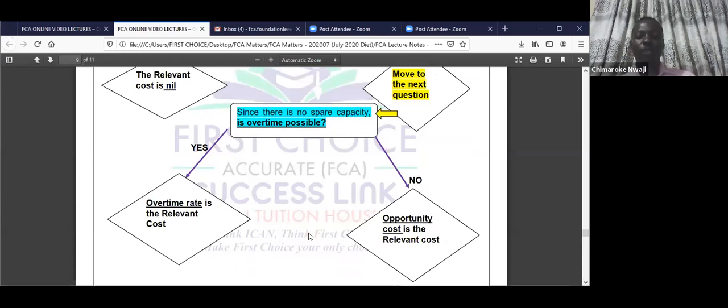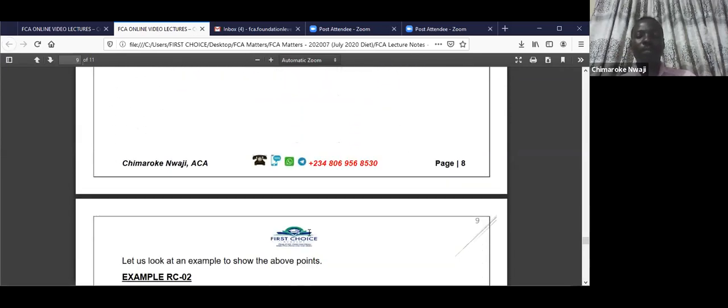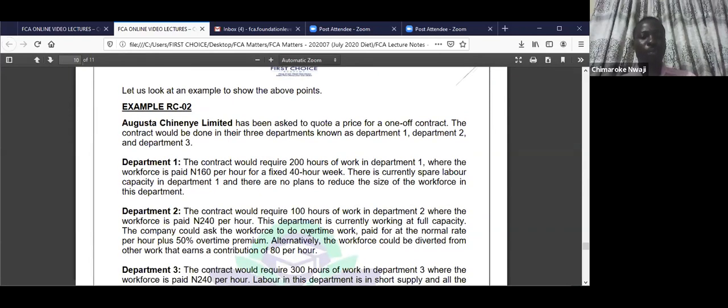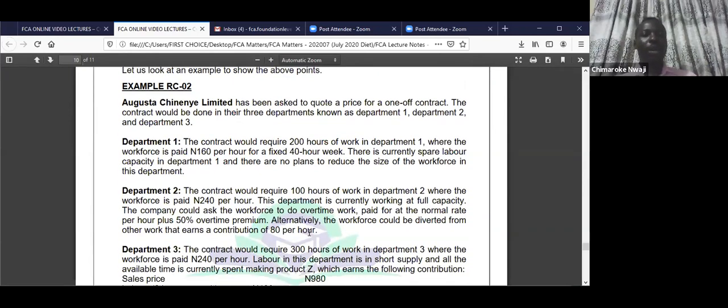Let's look at one question here now. Example number 2. Augusta Chinenye Limited has been asked to quote a price for a one-off contract. The contract will be done in their 3 departments known as Department 1, Department 2, and Department 3.